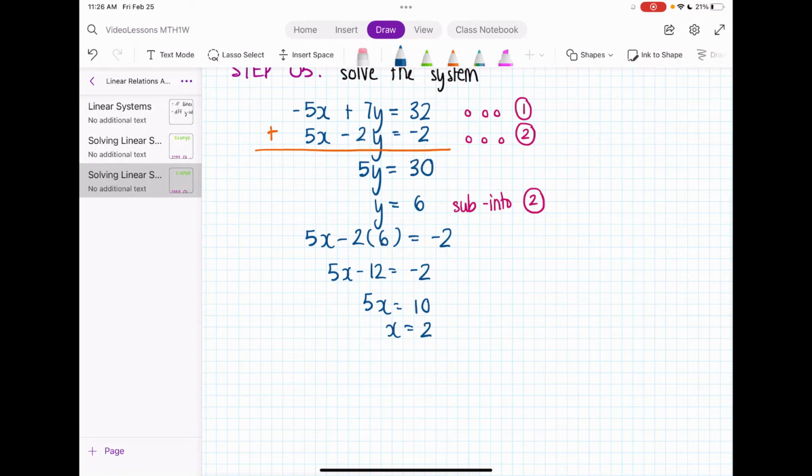So my solution is 2 and 6. Remember, x always comes first, right? So it's 2 and 6, not 6 and 2. Okay, so that was looking at one example. Let's do another one.